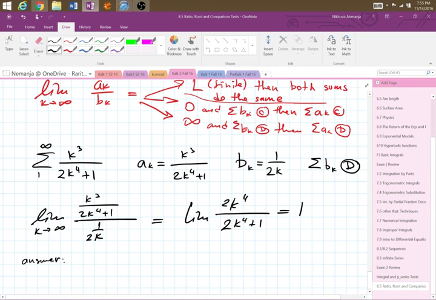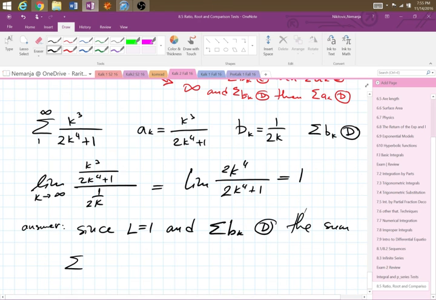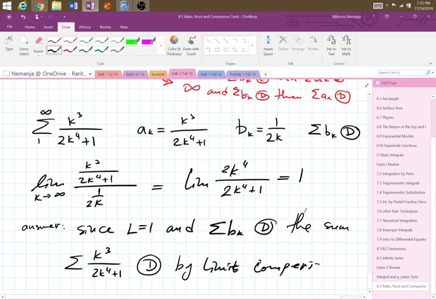since L is equal to 1 and summation BK diverges, the sum k cubed over 2k to the fourth plus 1 diverges by the limit comparison test. And that's the answer.